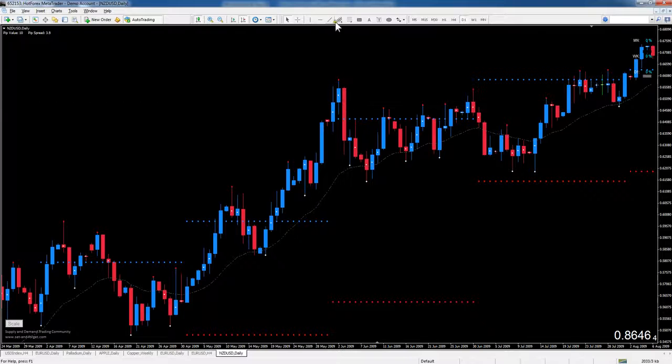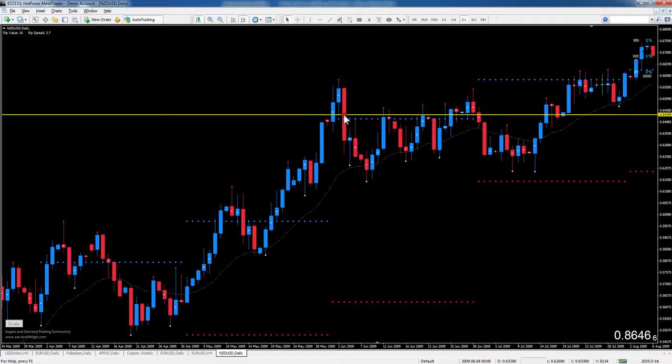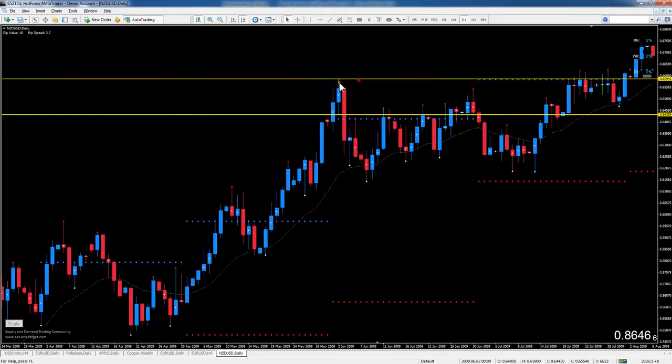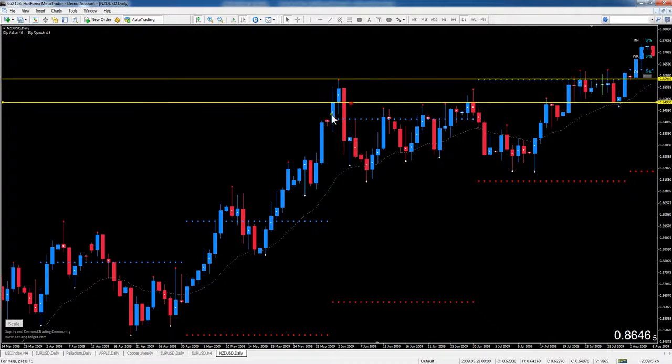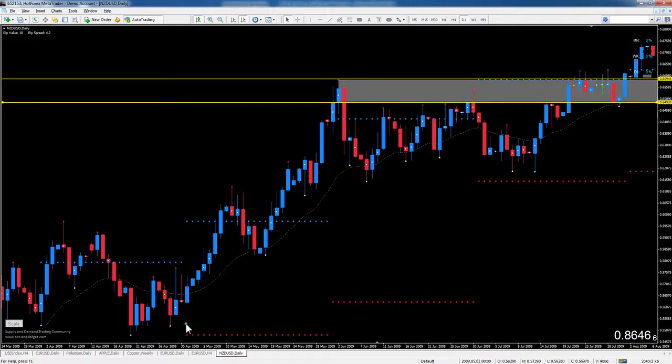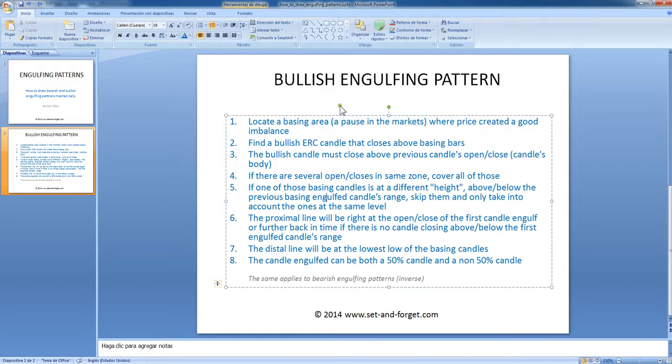This one, for example, the ERC candle engulfs that one, and we just draw that line there, we cover the whole range of the first candle to the left, and we look one more candle to the left. Does it close or open outside that range? Yes, that one. So that one, even though this is a 50% candle, is not considered part of the base. So that is the zone. This is a mechanical way of drawing bullish engulfing patterns and bearish engulfing patterns in this case, okay?